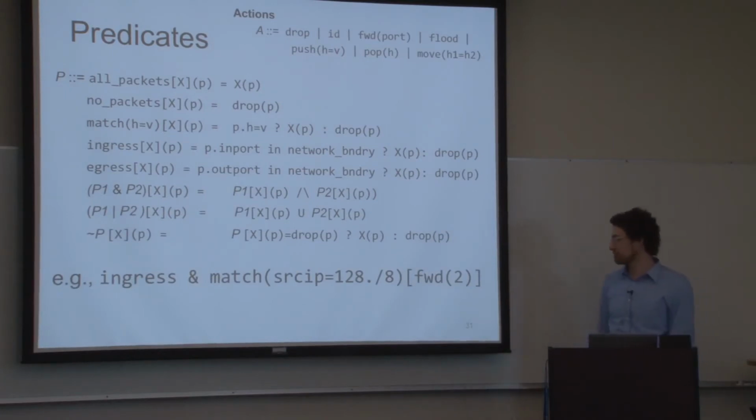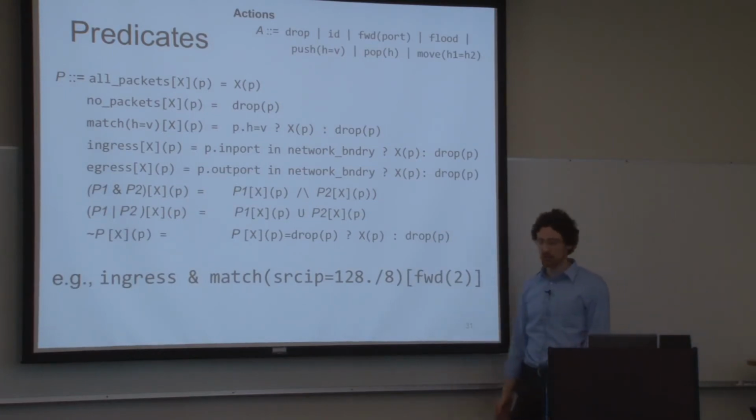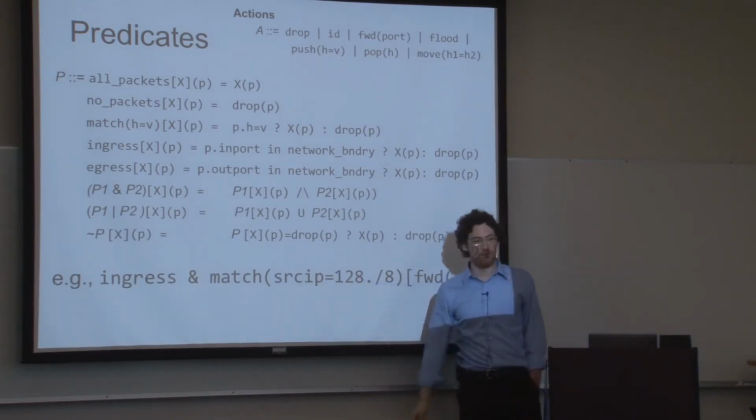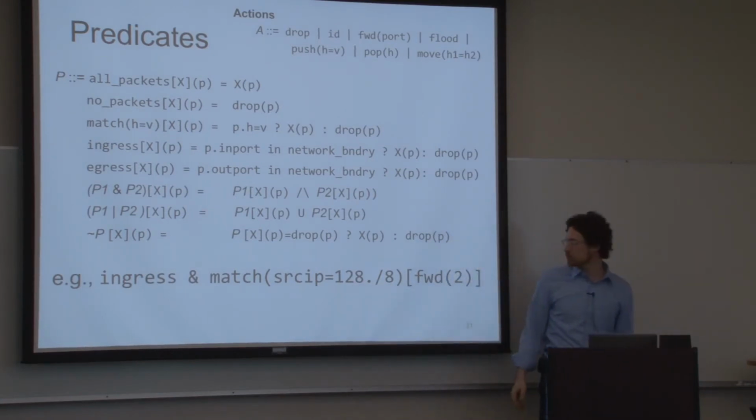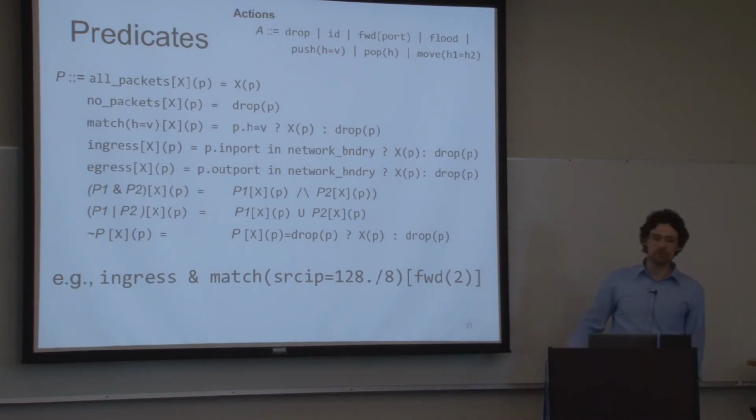And so one policy one might decide to write would be, hey, if the packet's at an ingress and it matches a particular source IP prefix, then we're going to forward it out a given port, possibly because we want to monitor it, or process it further or provide some type of service that is going along that port.